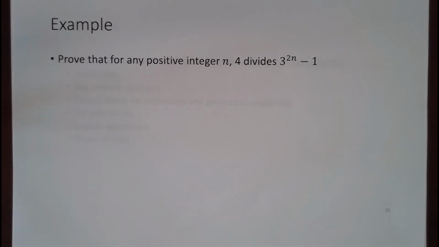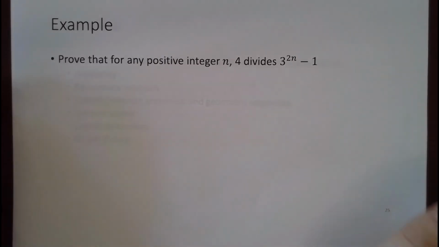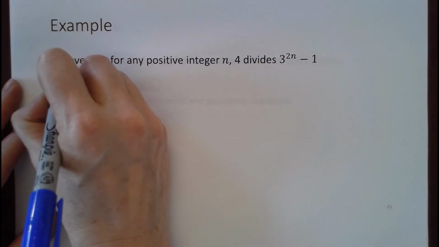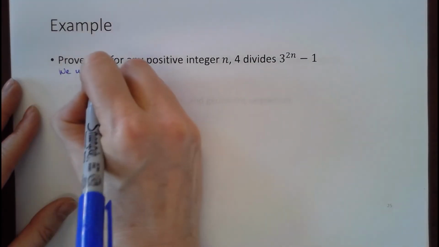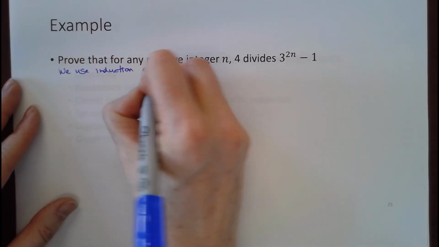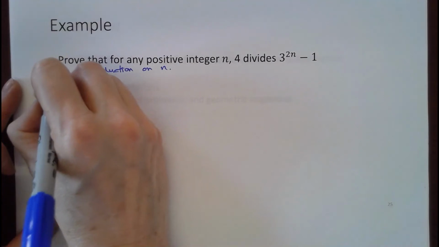All right, so we want to show that for any positive integer n, 4 divides 3 to the 2n minus 1. Okay. There's probably other, like you might be able to do this with a direct proof. Okay, I don't care. We're doing it as an induction because we're practicing induction. Okay, so we use induction on n. Okay, so our base case.